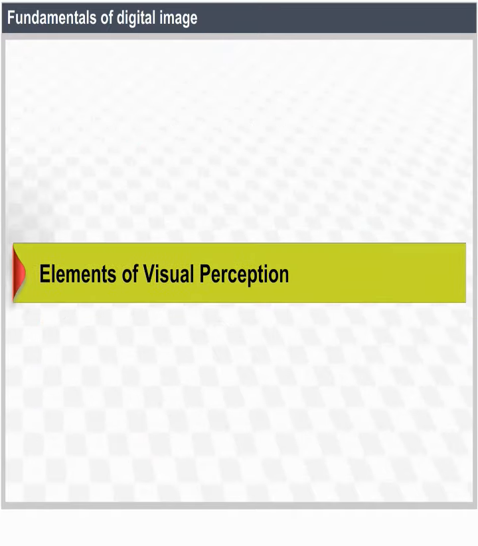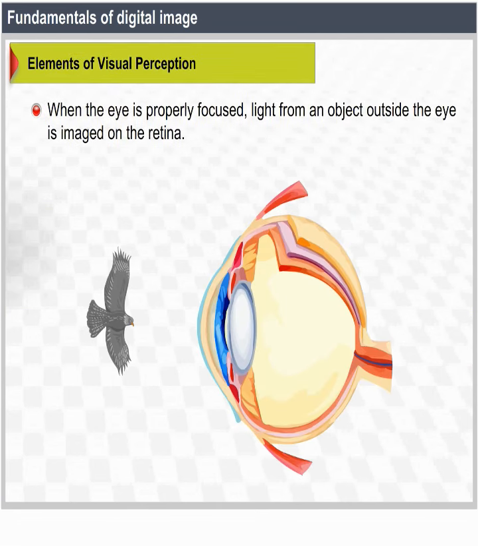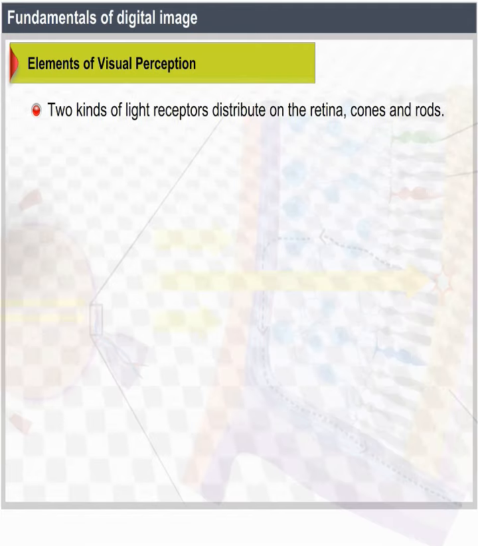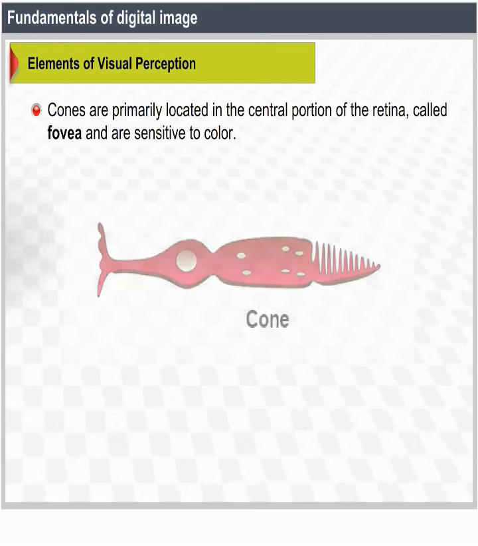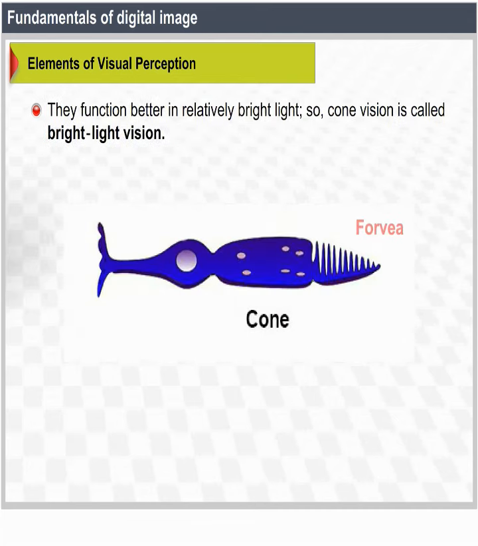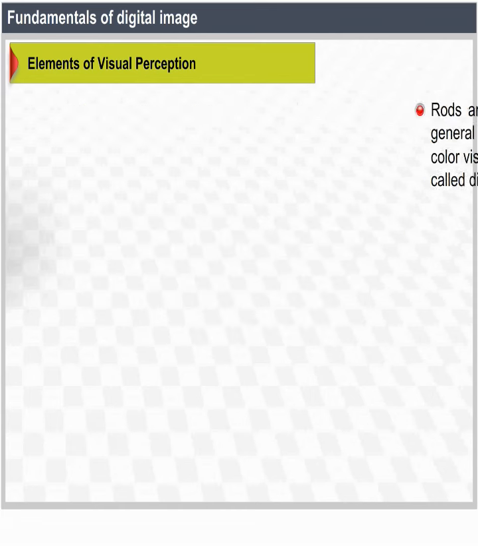Elements of visual perception. When the eye is properly focused, light from an object outside the eye is imaged on the retina. Two kinds of light receptors distribute on the retina, cones and rods. Cones are primarily located in the central portion of the retina, called the fovea, and are sensitive to color. They function best in relatively bright light, so cone vision is called bright light vision.